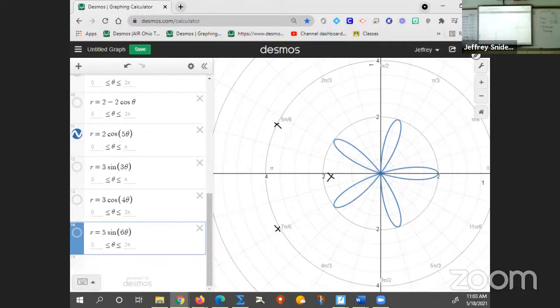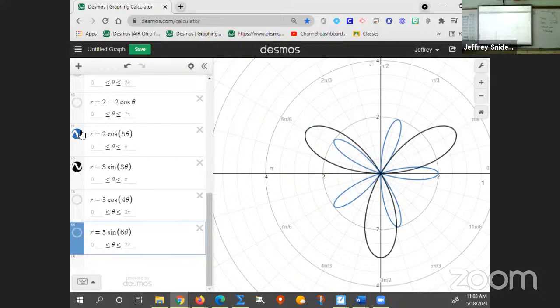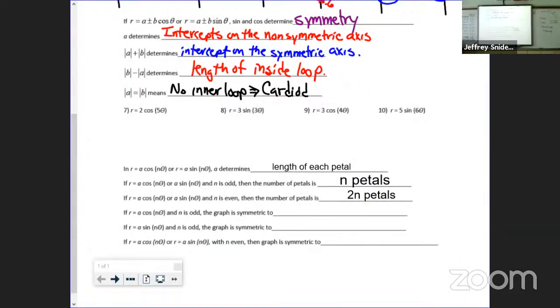The one right below it says if r equals a sine n theta and n is odd, so that's this next question right here, it's symmetric to the what? Pi over 2 axis again. So we have those two things right now to fill out. So on this one here, symmetric to the polar axis. This one is symmetric to the pi over 2 axis.